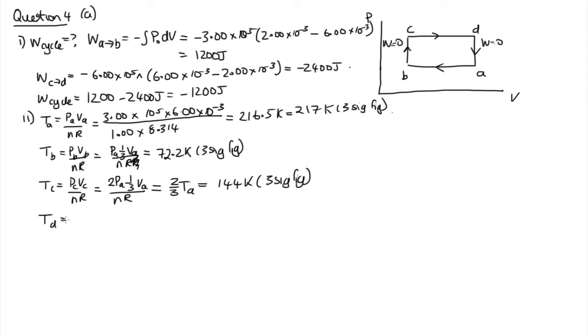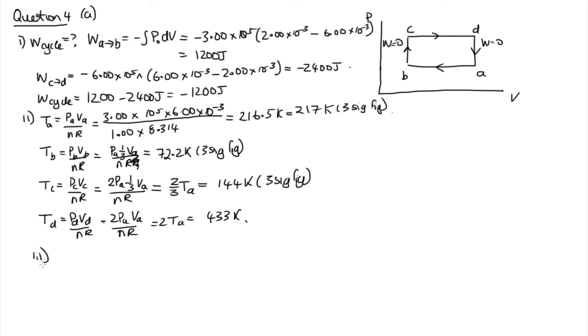And then the temperature at D is equal to PdVd over NR. The pressure at D is double the pressure at A. The volume at D is the same as the volume at A, over NR. So this is equal to 2 TA, and so double this is equal to 433 kelvins.